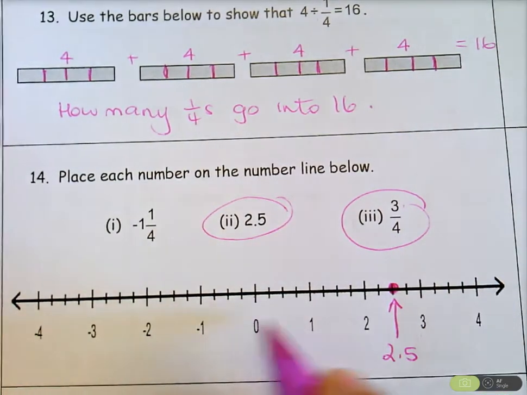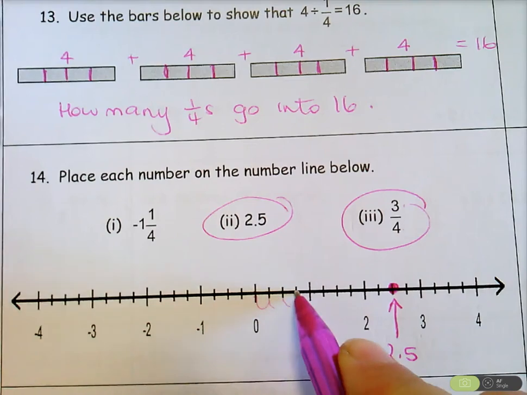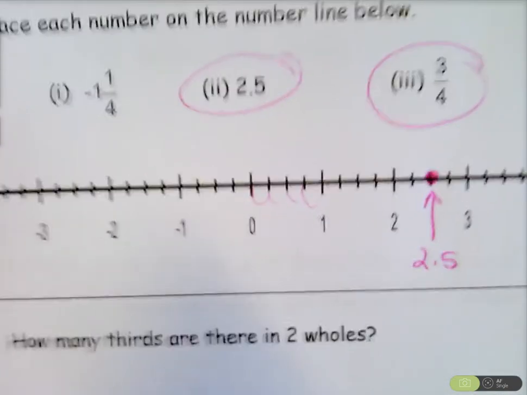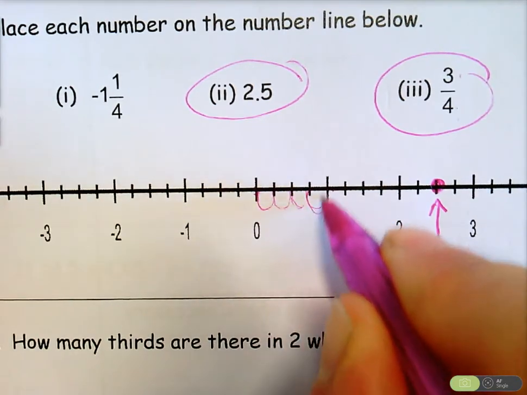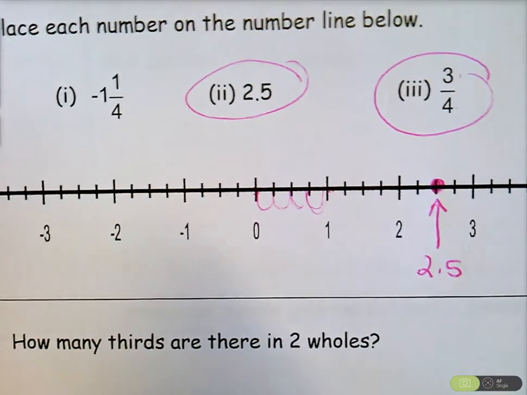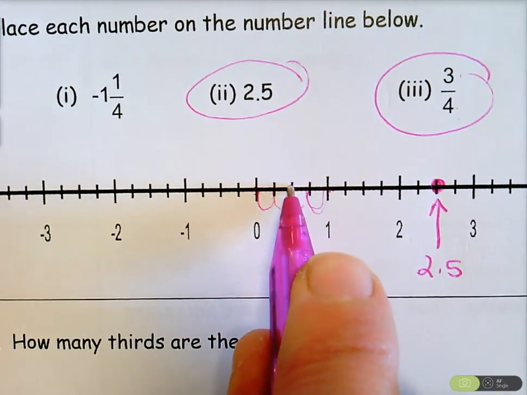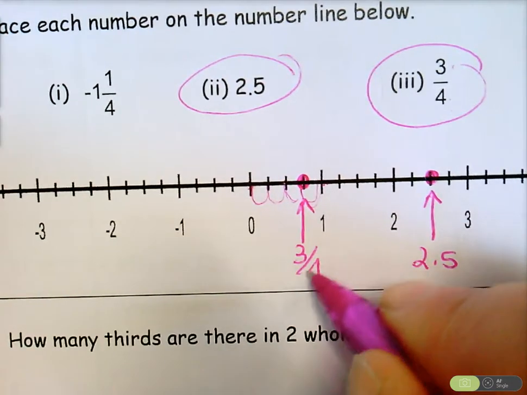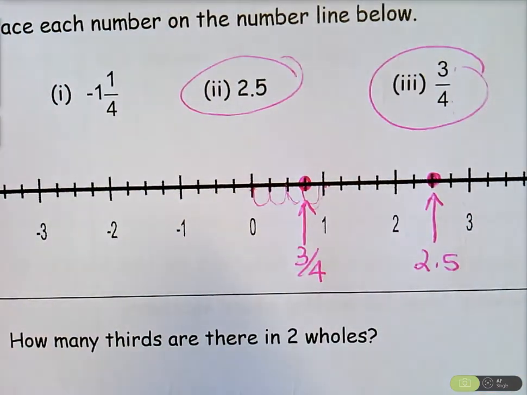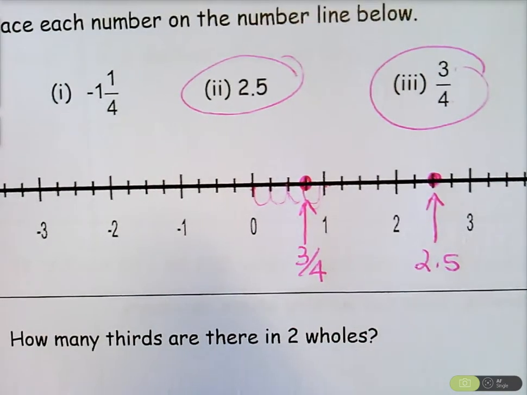Quarters means it's broken up into 4 pieces. Watch: 1 quarter, 2 quarters, 3 quarters, 4 quarters. I'll make this bigger. Between 0 and 1, I've got 1, 2, 3, 4 jumps. Where is 3/4? It's definitely more than halfway. That's a half. It's the next one. That's 3/4. So girls, it's less than 1 whole.